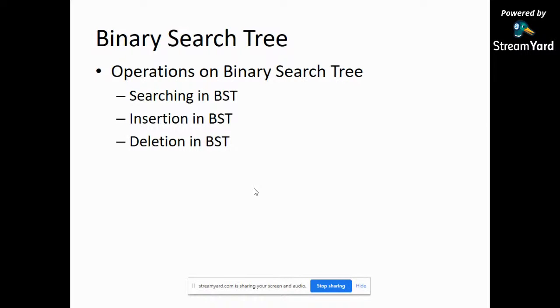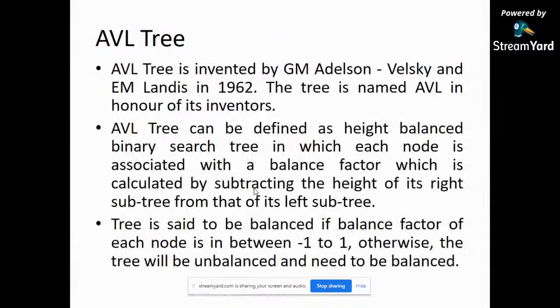Then deletion in BST. So deleting some specific node from a binary search tree. However, there can be various cases in deletion depending upon the number of children the node has. But we have to follow the property of the binary search tree. We have to maintain the order of the binary search tree.